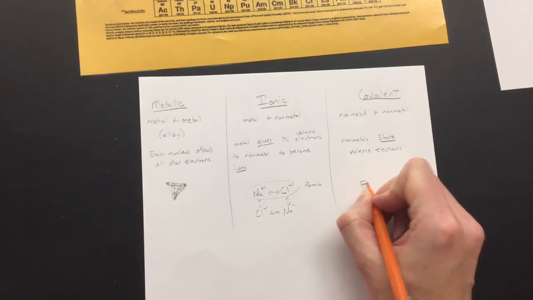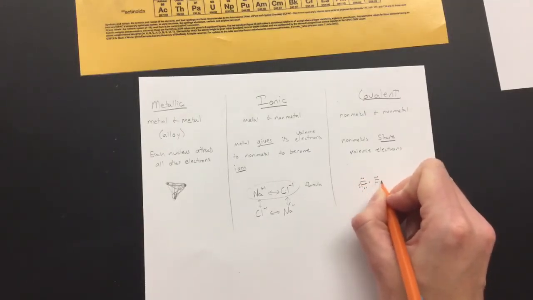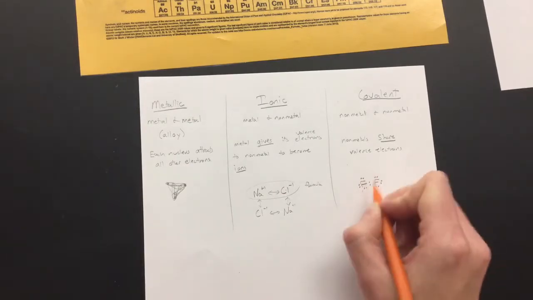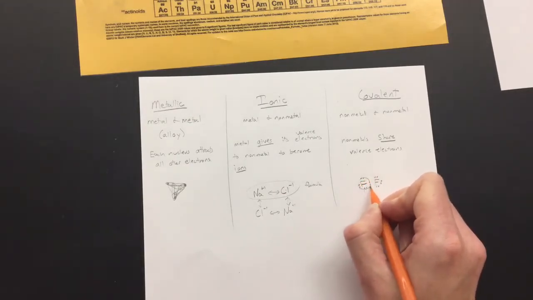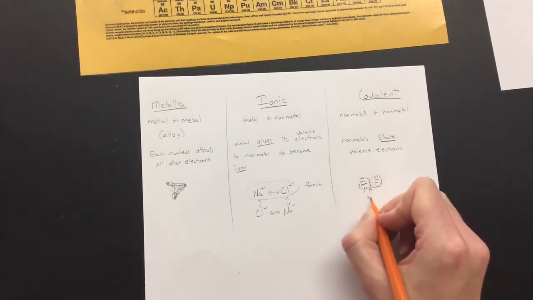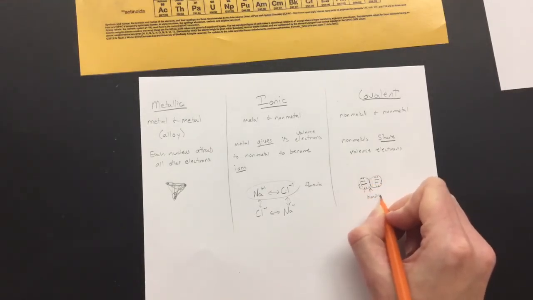So if we take fluorine, fluorine has 7 valence electrons like this, and another fluorine has another 7 valence electrons like this. And both of them pretend that they have this little pair right here. We call that the bond, or the bonding pair. And so that's where they are.